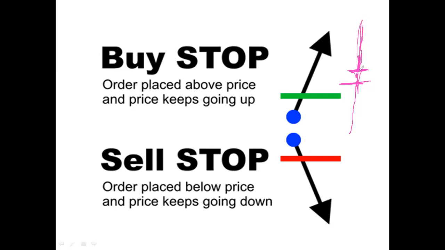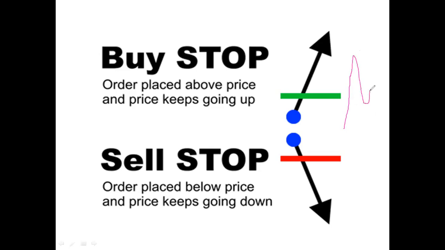But if it doesn't happen that way and it triggers and starts coming back down, then you will be in a loss. So a buy stop is when you think that a certain trend will continue from one level to the other. Or maybe it goes up, comes back down, and it has started going up again.